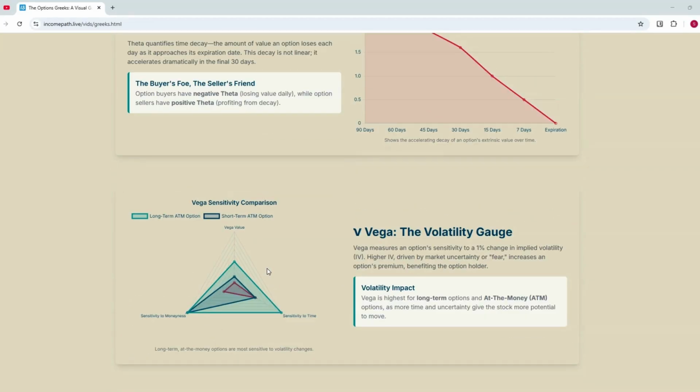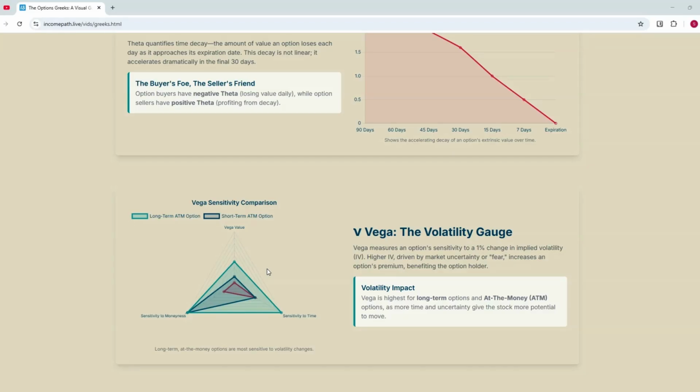Okay, if we look at Vega then. Think of Vega as the volatility. Vega measures the option's sensitivity to a 1% change in the implied volatility, often referred to as IV. So basically a higher IV, driven by market uncertainty or fear, increases an option's premium, basically benefiting the option holder.